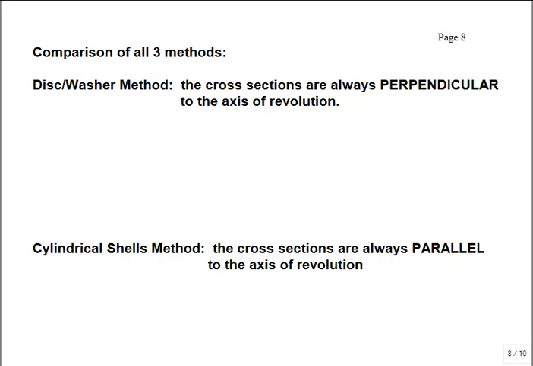So let's make a comparison of all 3 of our methods. The discs and the washers. Now these use cross sections that are always perpendicular to the axis of revolution. So in the disc method, your formula is the integral of pi r squared, and it's either going to be dx or dy, and it'll be dx if your disc is vertical, hitting that x-axis, and it'll be dy if your disc is horizontal, intersecting that y-axis.